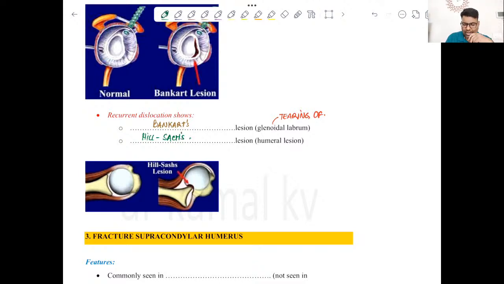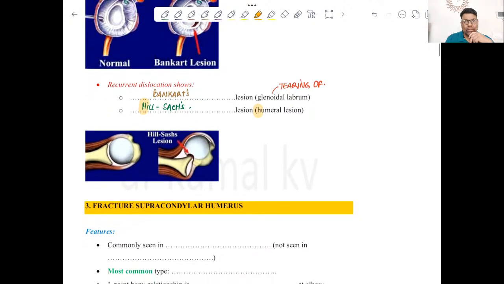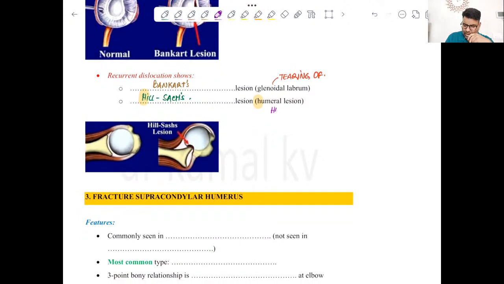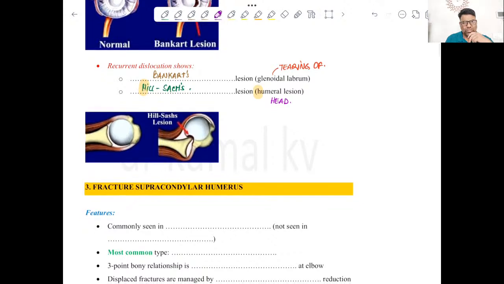Bankart's is related to glenoidal labrum, and those who often mix up, like Bankart's is related to which structure and Hill-Sachs is related to which structure, you can remember humeral head H and Hill-Sachs H. So you can remember H for H, and that will make sure that you don't make any sort of mistake, at least till the exam. So this is humeral head indentation fractures, right? So these are two terms which have to be perfect. So please remember these two terms.